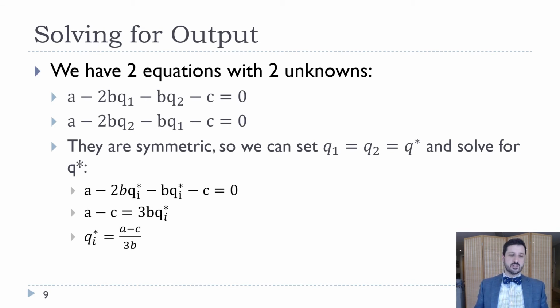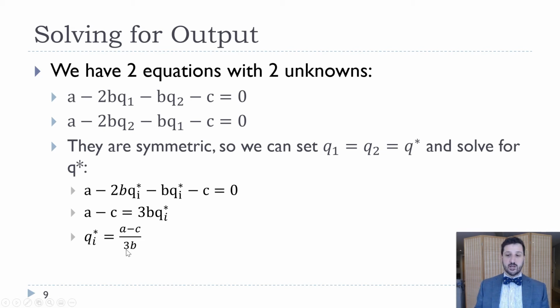But we can also notice that these are symmetrical, and symmetry is often our friend. And we can just say, all right, well, there's going to be some Q star that both firms are going to produce because they're symmetrical. And we can just plug that into one of the equations and solve. So if we do that, we get A minus 2BQ star minus BQ star minus C equals 0, or A minus C equals 3BQ star. And so Q star is just (A minus C) divided by 3B.